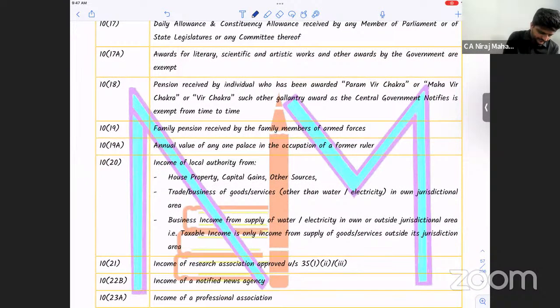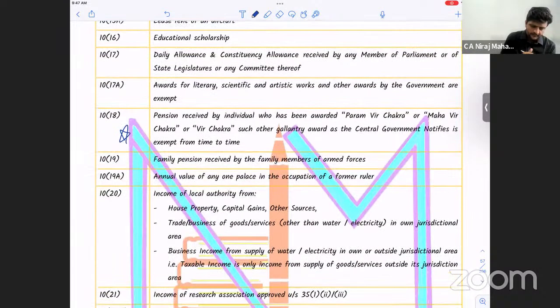10.18, we have to check. 10.17 is also important. Daily allowance and constituency allowance received by any member of parliament or of state legislature or any committee there. Okay, daily allowance and constituency allowance. Very nice. They only make the law and then they exempt their own part of the income, isn't it?